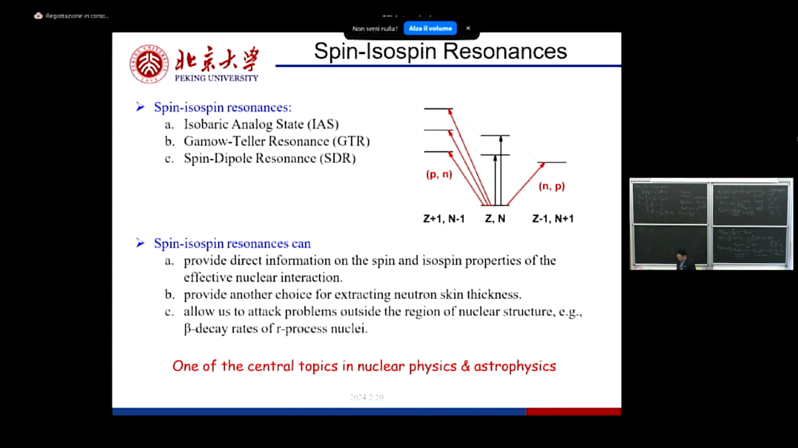And of course, on top of that, one should also combine with some approaches or techniques developed based on the so-called phenomenological models or other approaches.